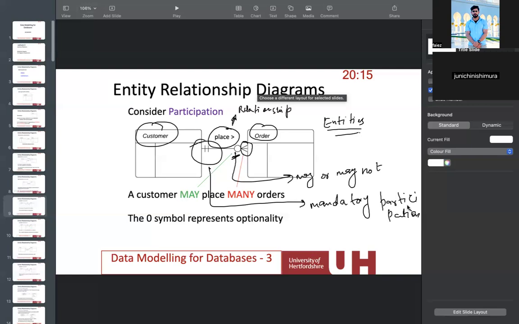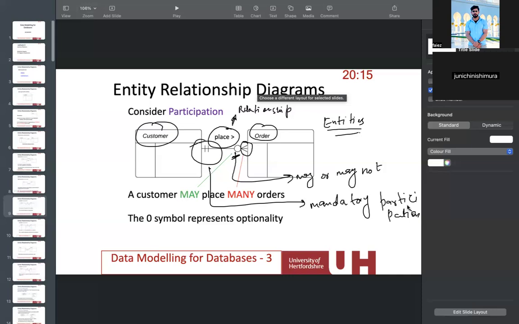If the line had a single vertical line, or just the crow's foot, it would mean that the customer participation is optional. For example, every order must be associated with a customer. If you try to place an order without creating an account or providing customer information, the system won't allow it. So an order cannot exist unless there is a customer linked to it.